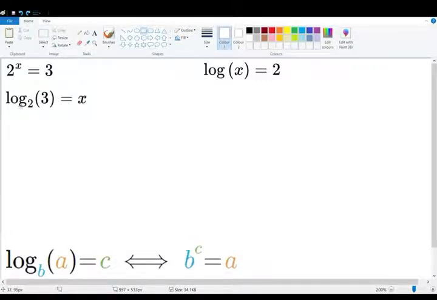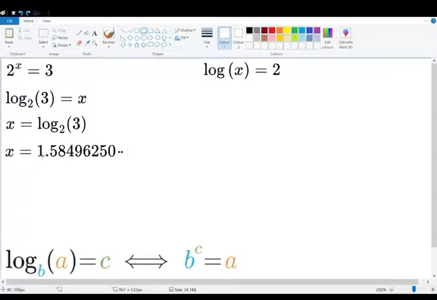So it would be log base 2 of 3 equals x, which in turn is the same as x equals log base 2 of 3, which is approximately equal to 1.584.